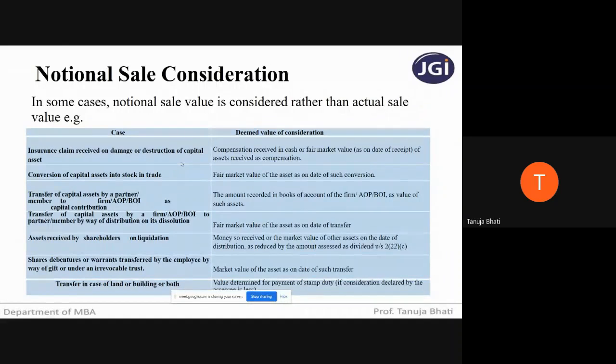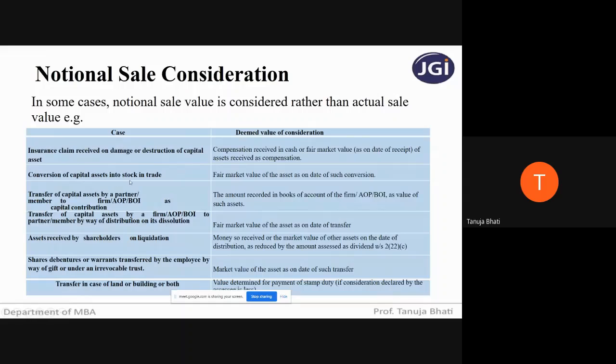The capital asset is gone, but you are receiving some compensation from the insurance company. So what will be your deemed value of consideration? Compensation received in cash, or fair market value of the asset received as compensation. So whatever compensation you're receiving from the insurance company will be the deemed value of consideration.